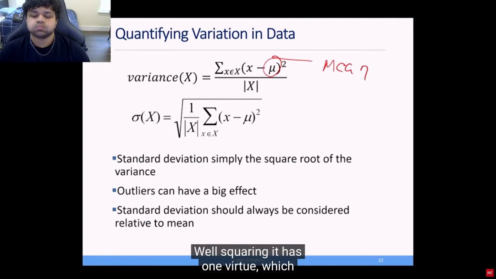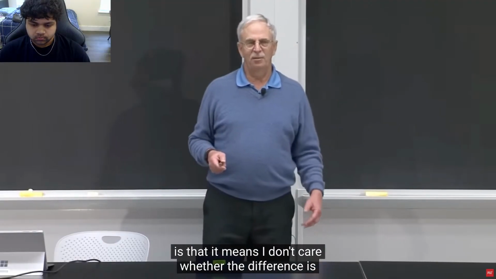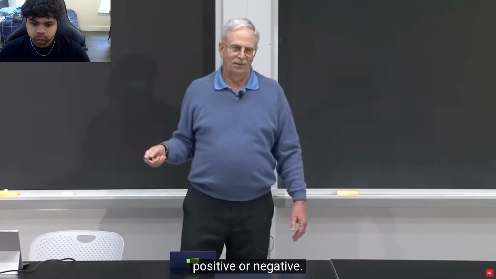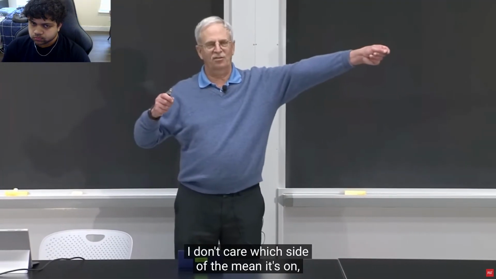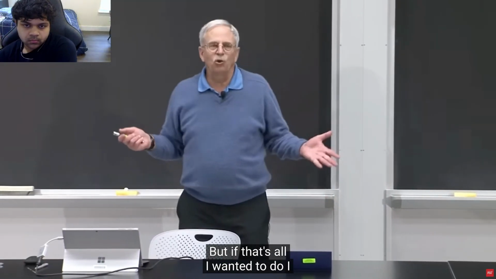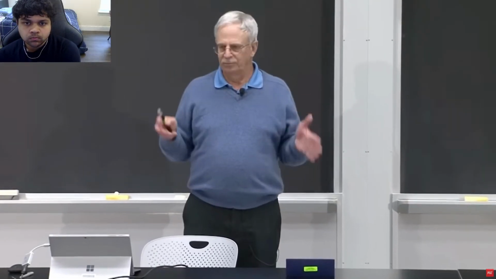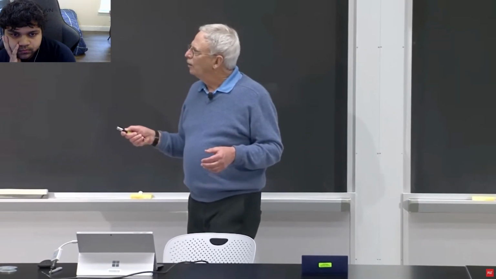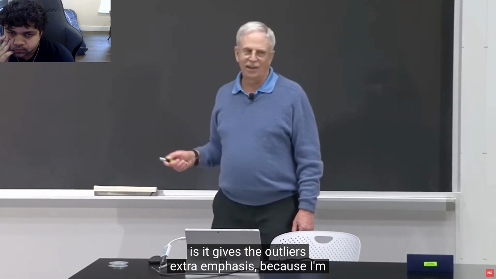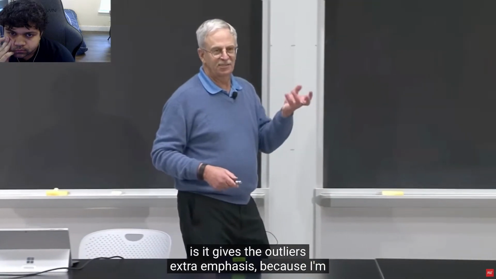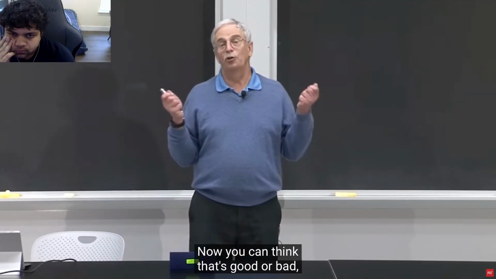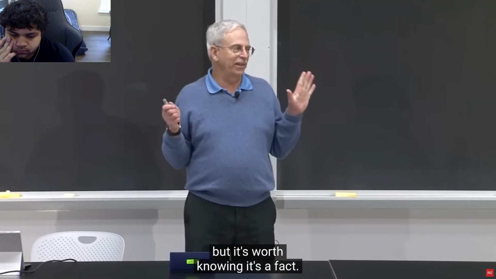Well, squaring it has one virtue, which is that it means I don't care whether the difference is positive or negative, right? And I shouldn't. The variance, I don't care which side of the mean it's on. I just care it's not near the mean. But if that's all I wanted to do, I could take the absolute value. The other thing we see with squaring is it gives the outliers extra emphasis, because I'm squaring that distance. Now, you can think that's good or bad, but it's worth knowing it's a fact.